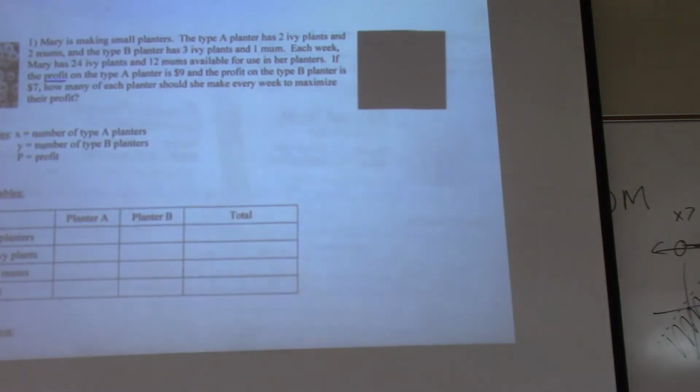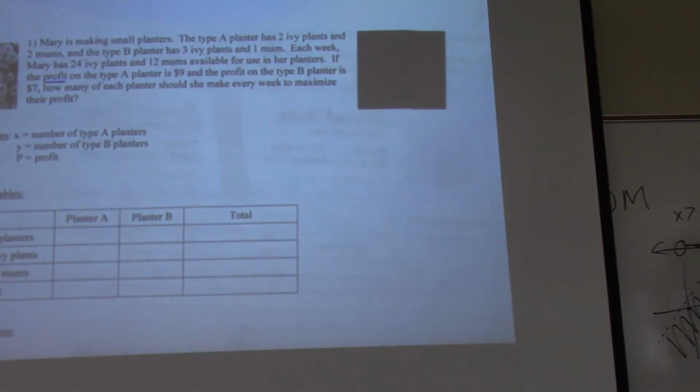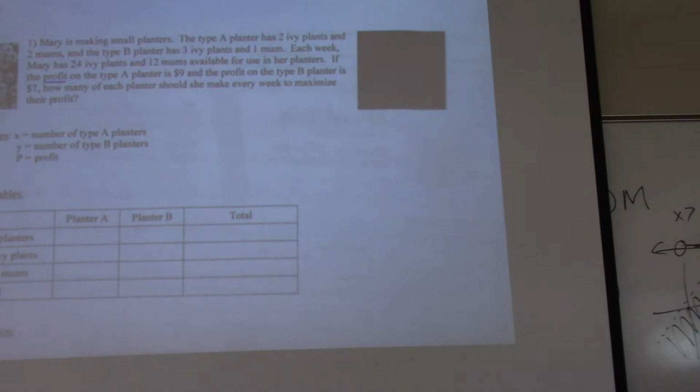When you see that, objective function. Every time. Objective, objective, objective. Okay? And we'll get to that shortly. But that should signify, well, it says $9 that she gets in profit for type A and $7 for type B. How many of each should she make to maximize her profit?